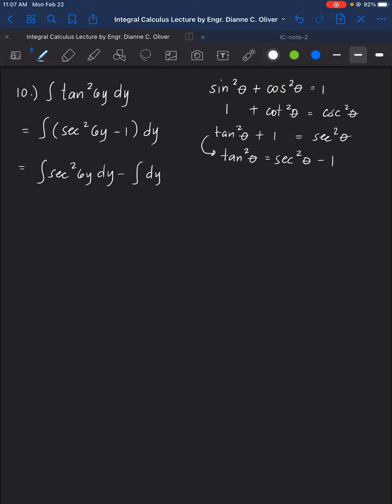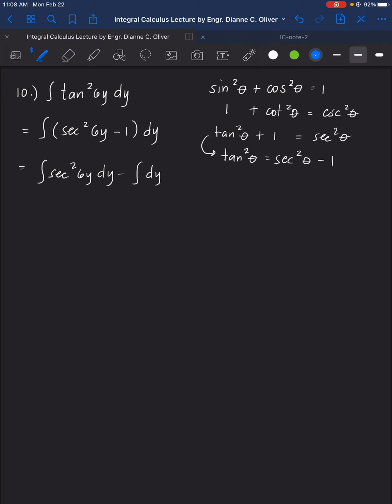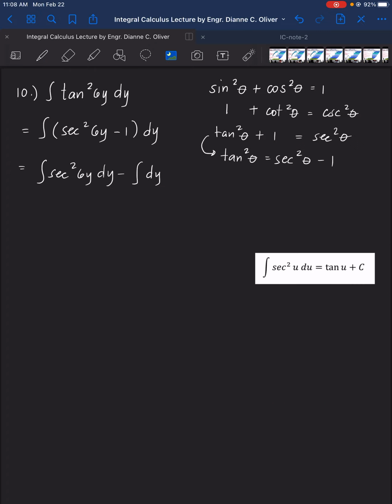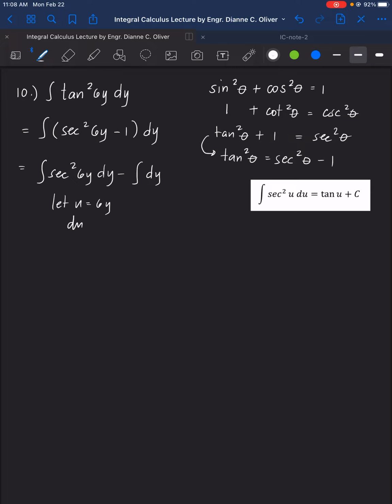Now, do we have a secant squared in the patterns? Yes, we have. It's the integral of secant squared u du, that is equal to tangent u. So let's use this pattern here. Okay, so let u is equal to 6y. Derivative of u is 6 dy.